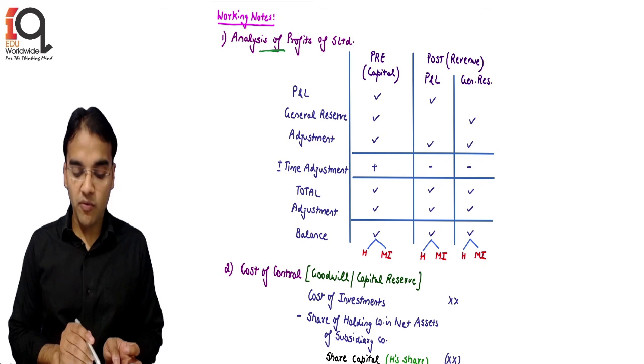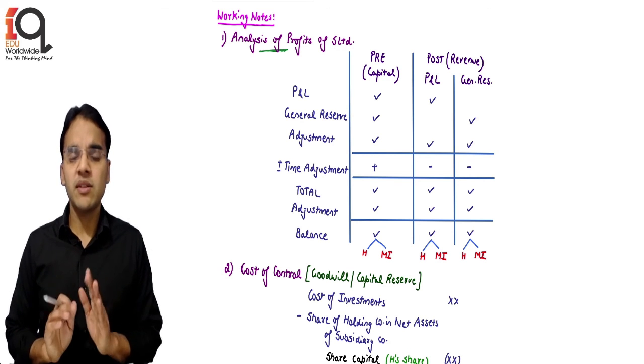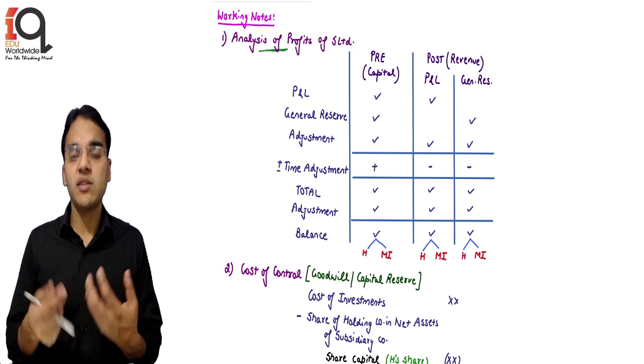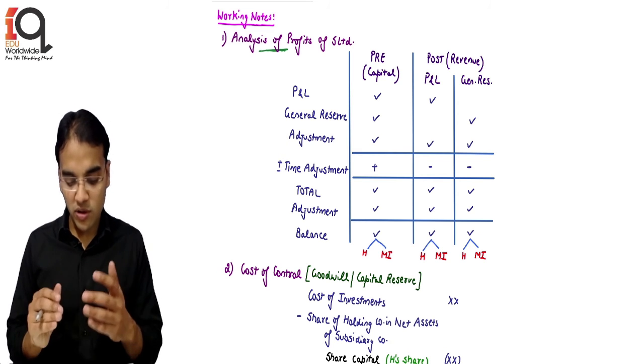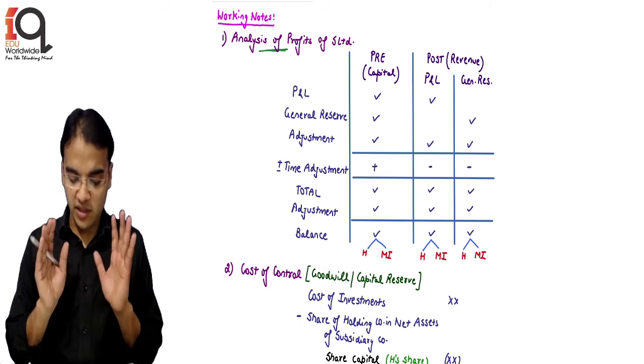This analysis of profit is known as AOP of S Limited. It is in a particular format, which obviously with the help of examples and questions we will understand. So don't worry about this. P&L, general reserve, other things are there, time adjustment, which we will understand.